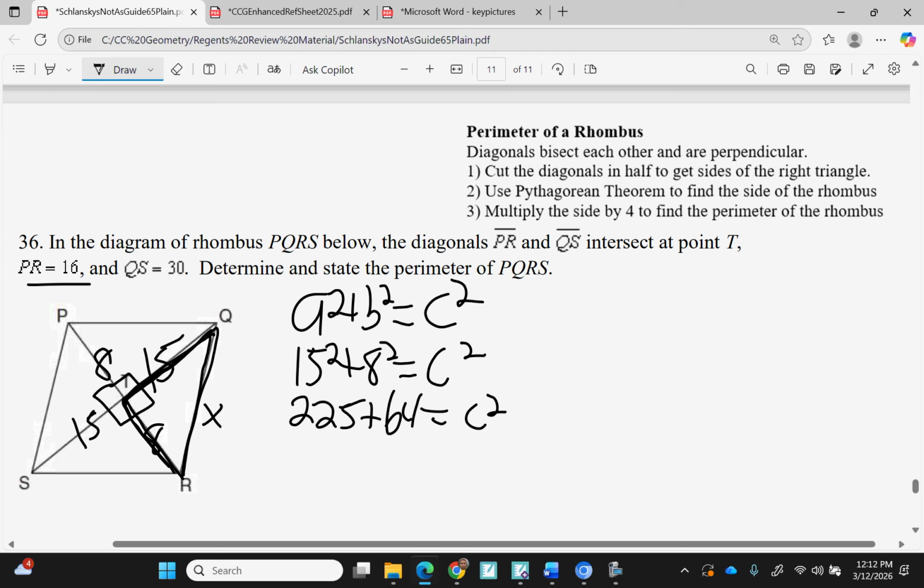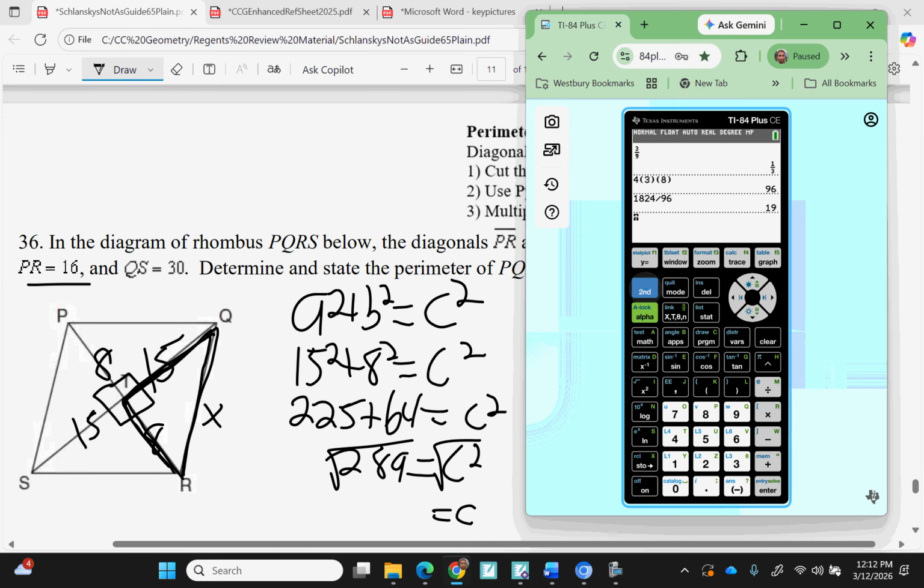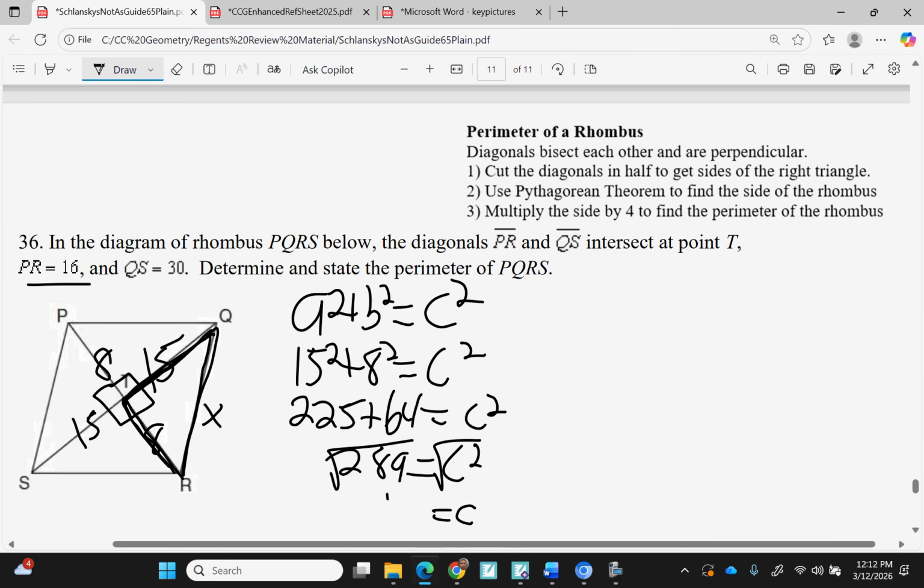225 plus 64 is 289. Square root. We can use the calculator if we need to. Radical 289, second radical, 289 is 17. And yes, you can use the equation solver for this.